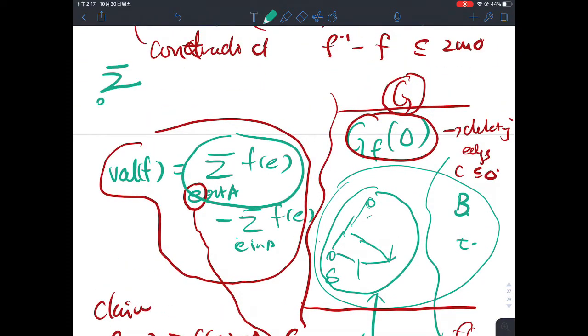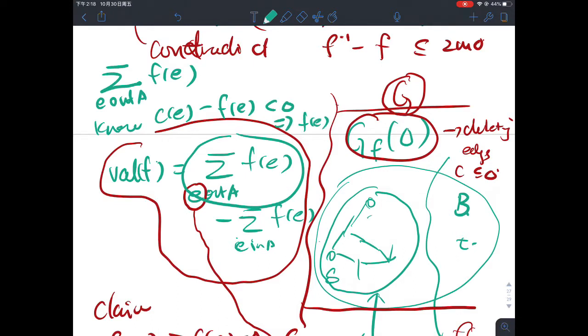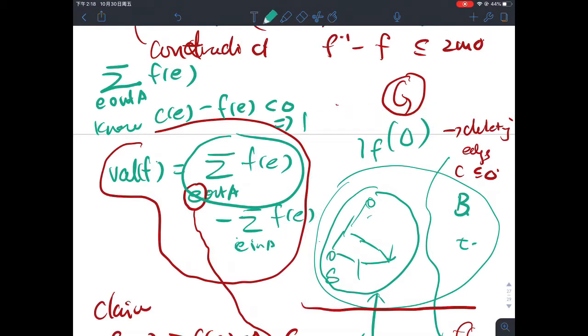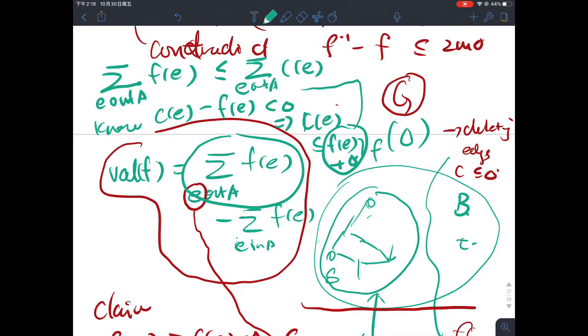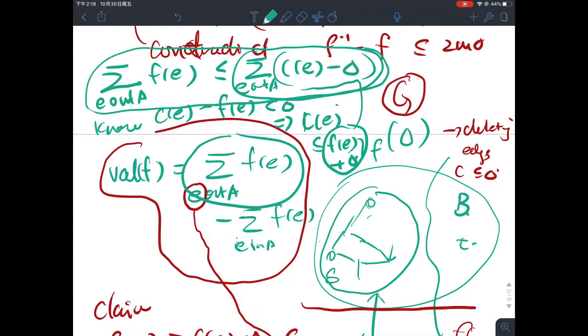So I'm going to sum up, what I was doing is that I sum up over all e out of A, F(e). Then I also know that C(e) minus F(e) is less than delta, right? So this implies C(e) is less than or equal to F(e) plus delta. And then using this relationship, we can get this term, the sum over e out of A of C(e) minus delta. So this is why we get this kind of inequality.